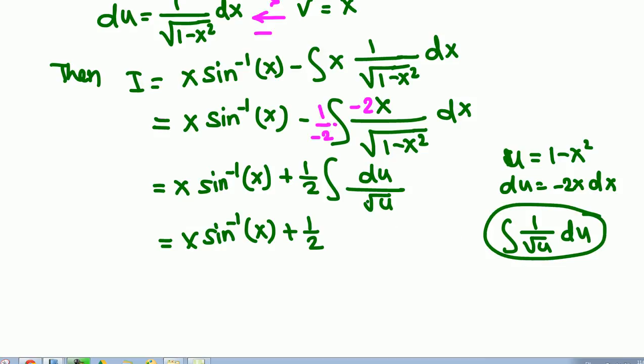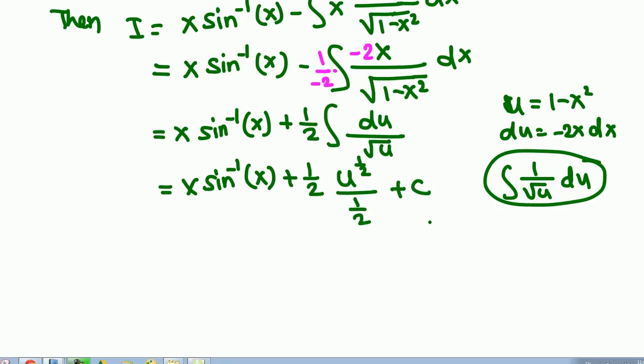Square root of u means u raised to 1/2. When we take it to the top, that becomes u raised to negative 1/2. Using the power rule to find this integral, u raised to negative 1/2 plus 1, which is positive 1/2, divided by the same thing, plus c. This is the final answer, but we need to back substitute the value of u, where u is 1 minus x squared.